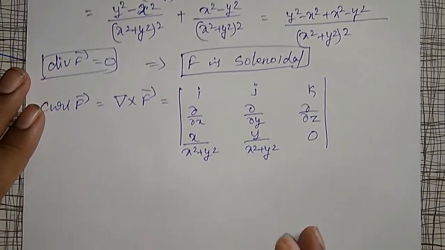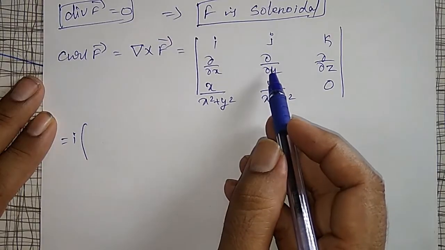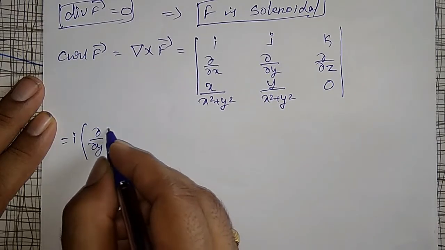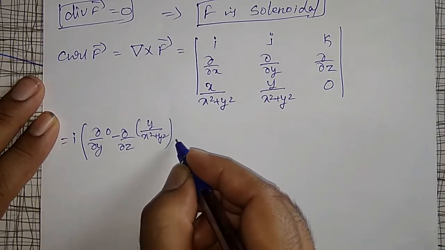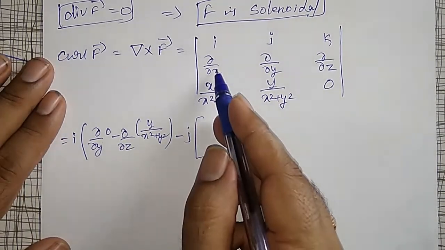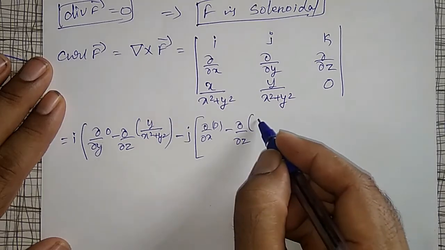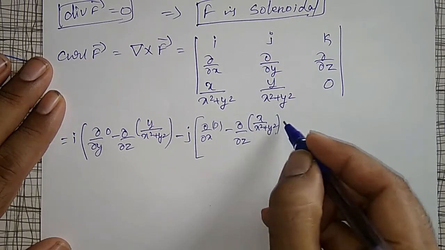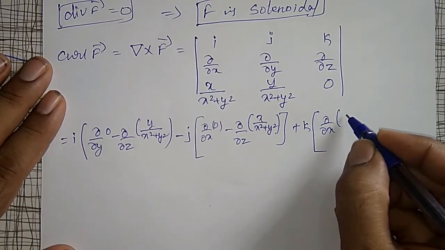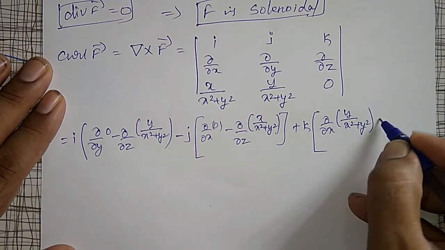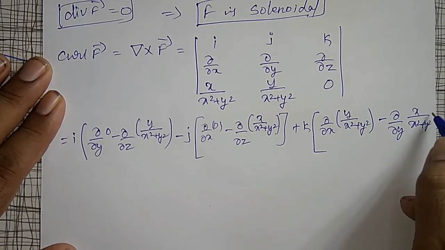Solving this determinant, let me check whether I am going to get 0 or not, which is equal to i into ∂/∂y of 0 minus ∂/∂z of y divided by x² + y², minus j into ∂/∂x of 0 minus ∂/∂z of x divided by x² + y², plus k into ∂/∂x of y divided by x² + y² minus ∂/∂y of x divided by x² + y².